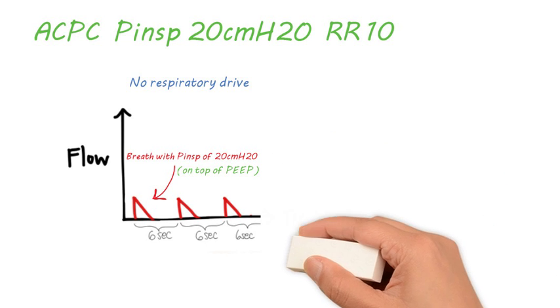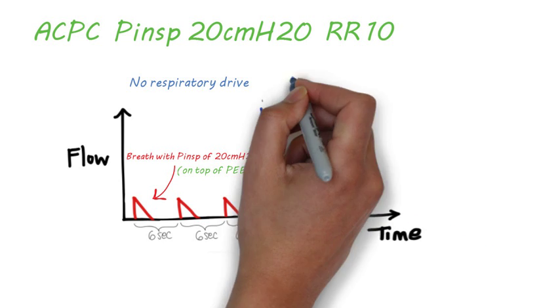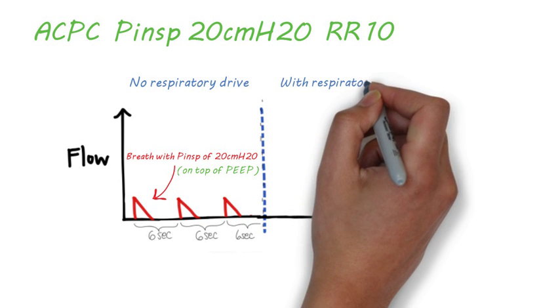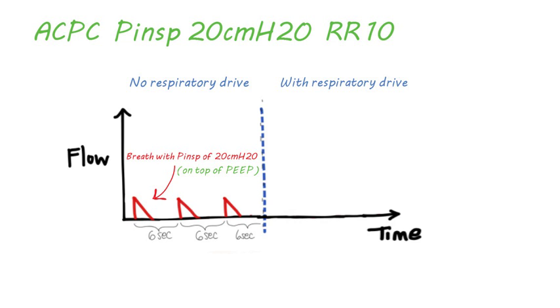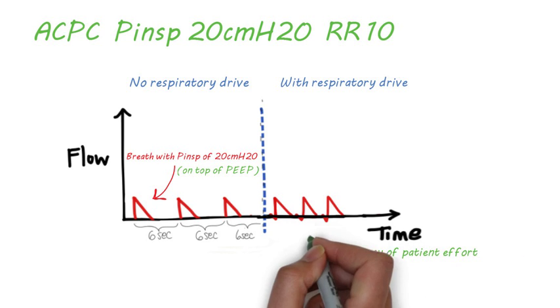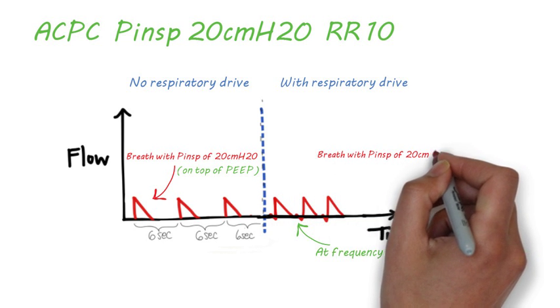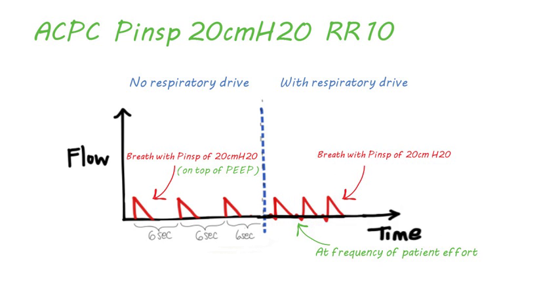If our patient wants more minute ventilation than this, say he or she tries to breathe more than 10 times per minute, then on ACPC with our current settings, the ventilator will allow the patient to take additional breaths, but we will control the positive pressure of these additional breaths. So, if our patient wants to breathe 14 times per minute, he or she will now be breathing 14 times per minute with every single breath delivered via an inspiratory pressure of 20 centimeters of water, according to our settings.